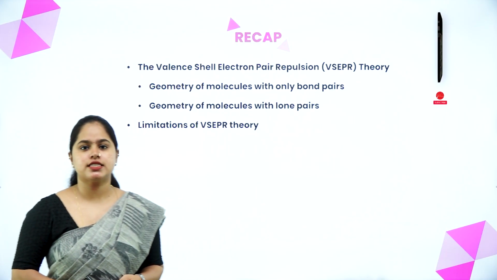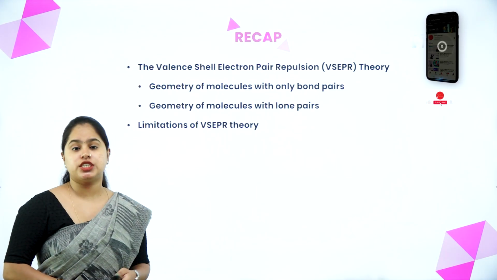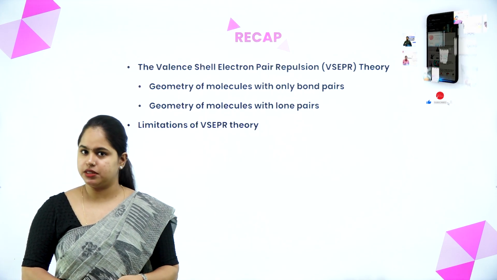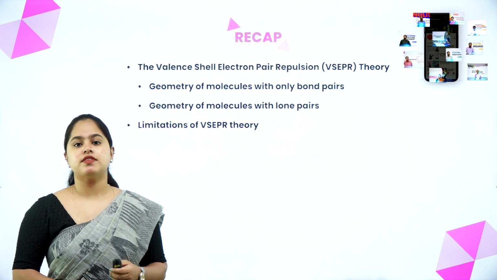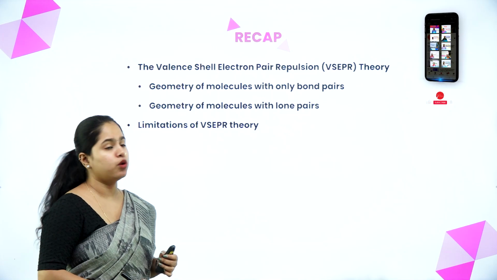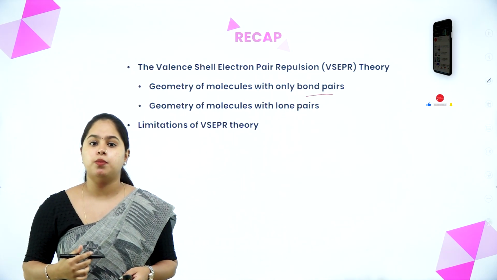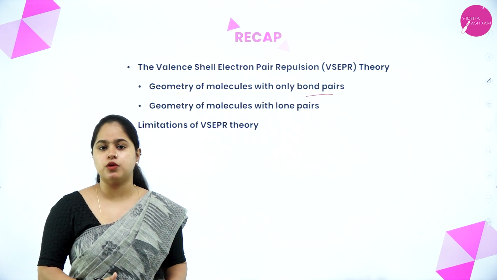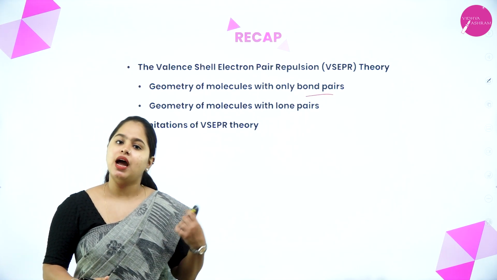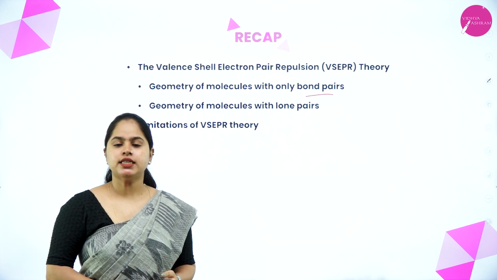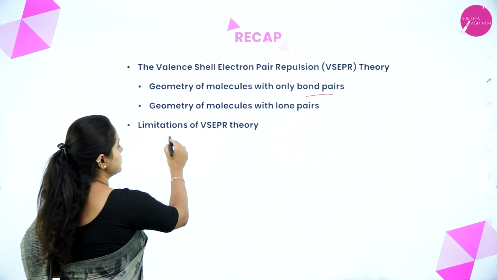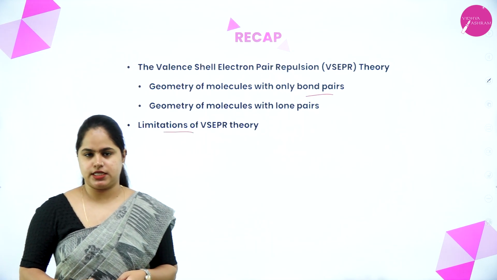Last class, we discussed the valence shell electron pair repulsion theory, right? Where in detail we studied the geometry of molecules with only bond pairs. Yes, and then we discussed the geometry and shape of the molecules with bond pairs as well as lone pairs. Right? And then finally, we even discussed the limitations of VSEPR theory.